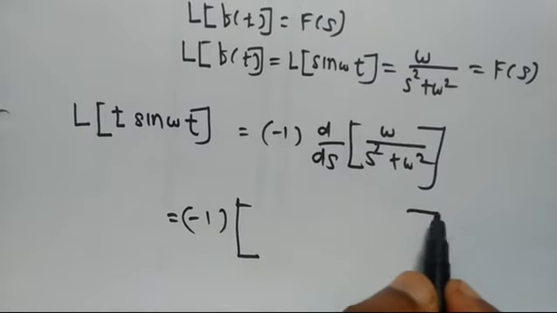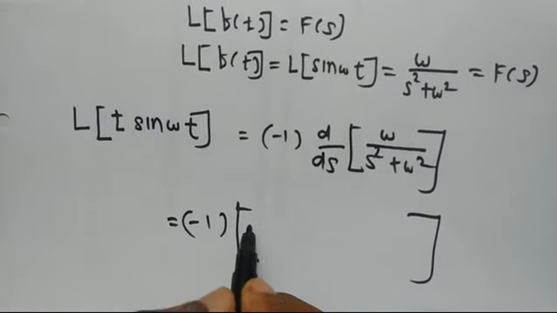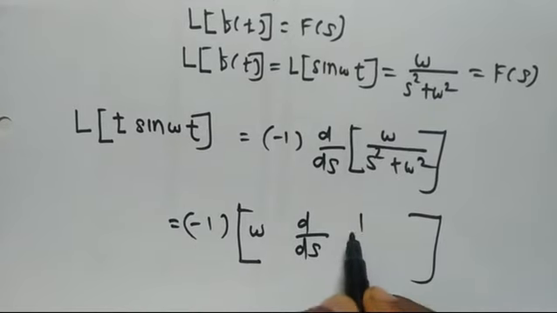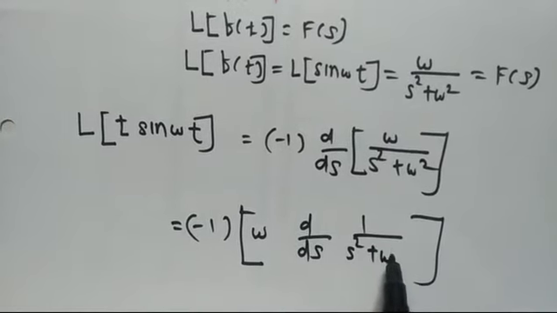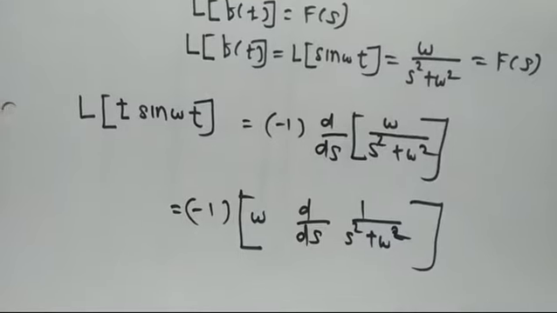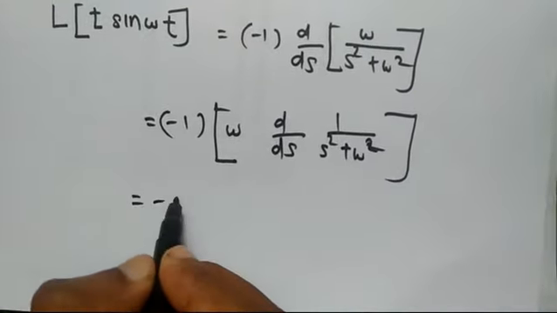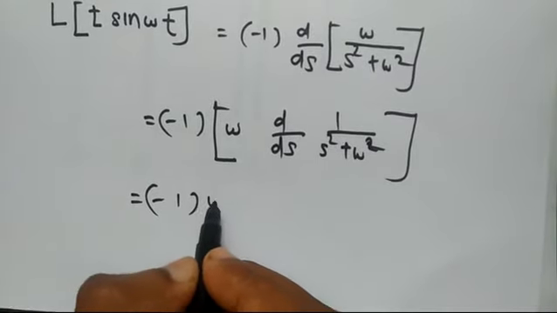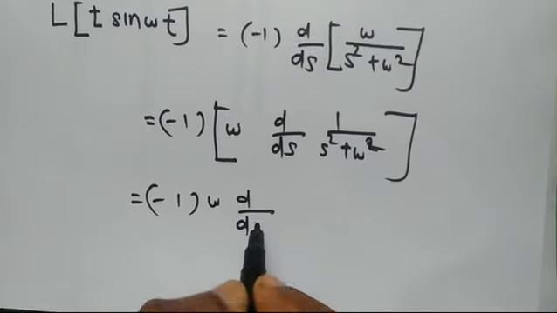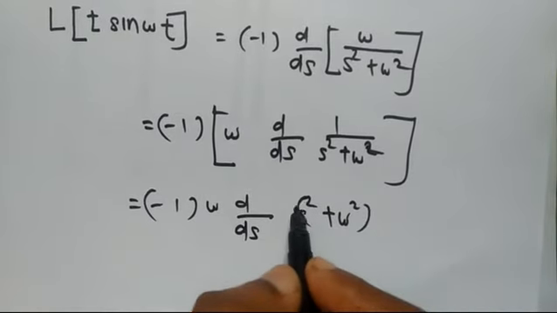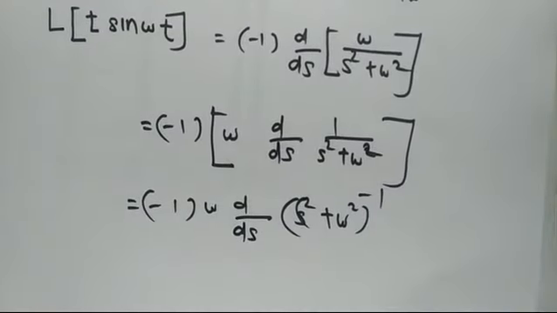You have got F of s. So how will you find its derivative? Omega is the constant, so d by ds of 1 upon s square plus w square. Only s is the variable here, remember that. So minus 1, w is a constant, d by ds of s square plus w square to the power minus 1.